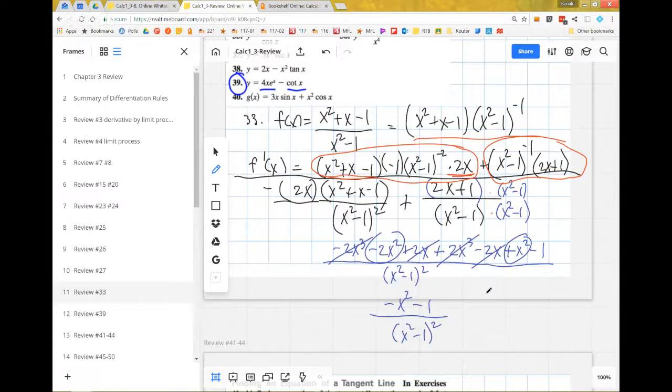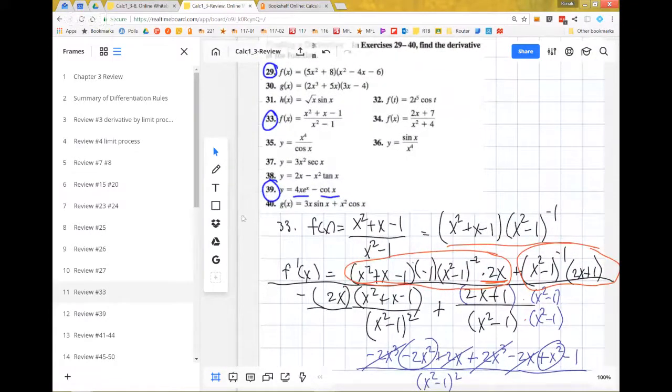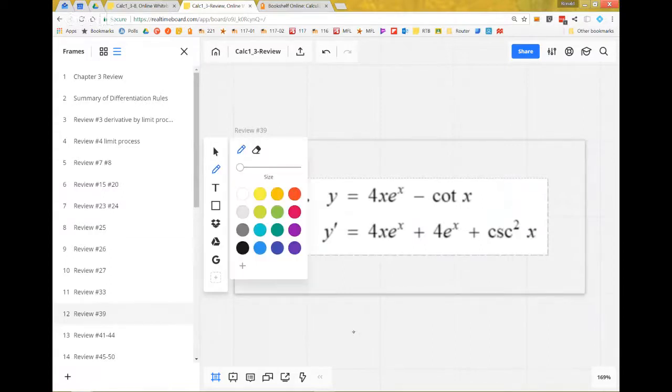So let's take a look also on this particular section of the problems. Let's take a look at number 39. So here's number 39. So we've got 4x e to the x minus cotangent x. How do you take the derivative of 4x e to the x? Well, that's really a product rule, right? I mean, it's not showing the detail there.